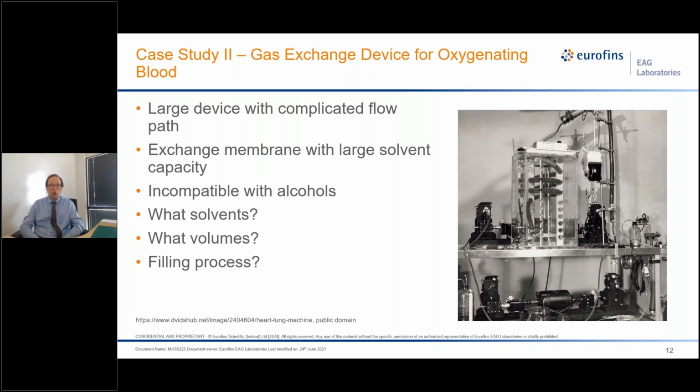What solvents, what volumes would we be able to use? What was the total internal volume? What would the filling process look like? And how much solvent would that exchange membrane retain? So all of these questions ended up being answered by sacrificing one device, which admittedly was expensive, in the range of tens of thousands of dollars.